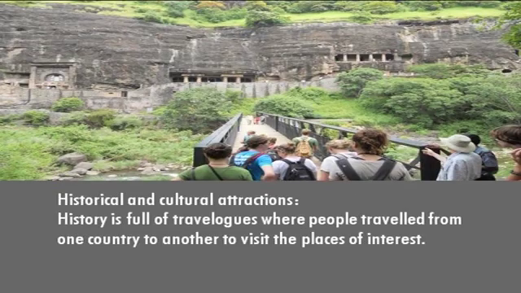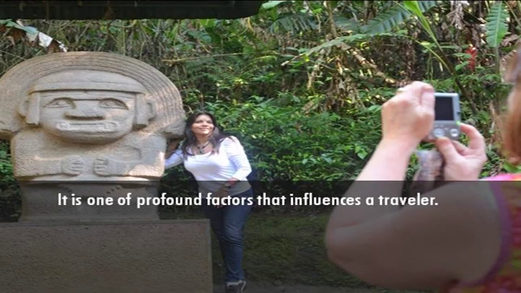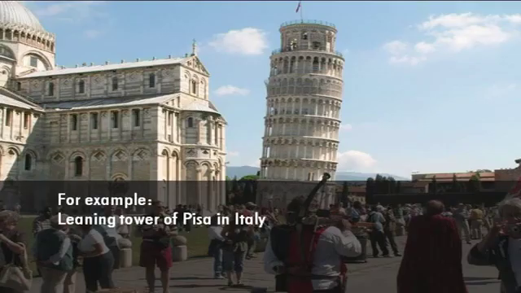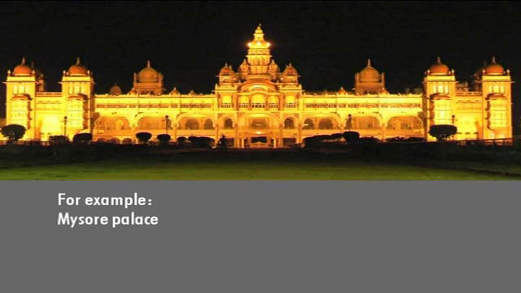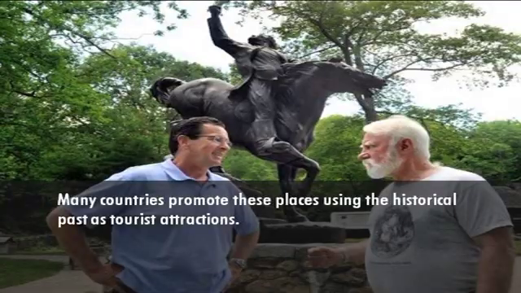Historical and cultural attractions. History is full of travelogues where people travel from one country to another to visit places of interest. It is one of the profound factors that influence the traveler. For example, people from all over the world would want to make at least a single trip in their lifetime to the Taj Mahal in Agra, Stratford-on-Avon, the Leaning Tower of Pisa in Italy, the Palace of Mysore, Ajanta Ellora in Aurangabad, etc. Many countries promote these places based on their historical past as the main tourist attraction.